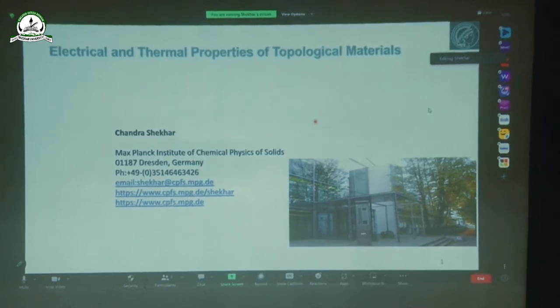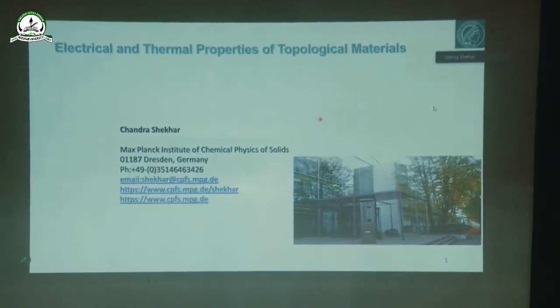Today I'm going to talk about some of my ongoing research work, on the electrical and thermal transport properties of some topological materials. Topological material is a new phenomenon in condensed matter physics, recently recognized in material science, but topology is well known in mathematics. When we change the geometry of any shape, the property remains the same. How do we recognize such properties in a material? That is what we are working on here at the Max Planck Institute.